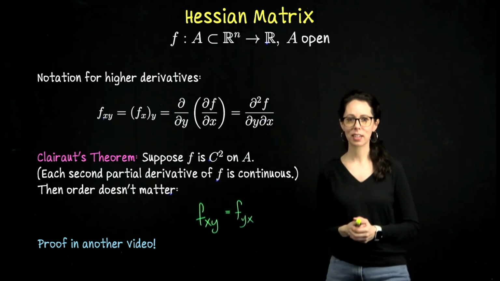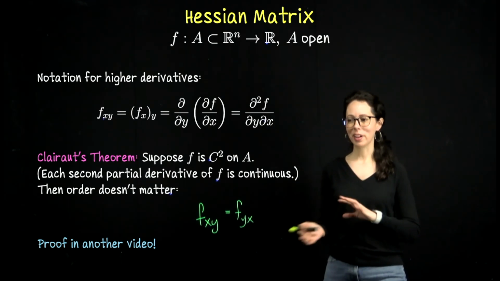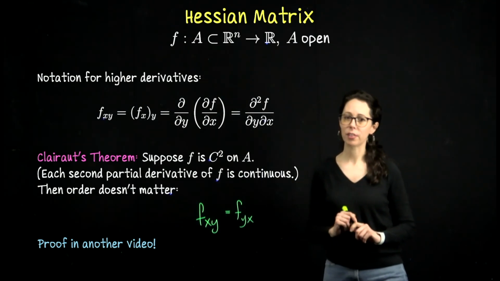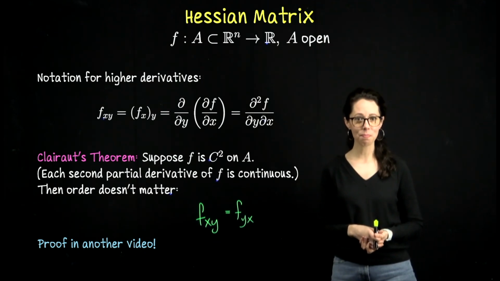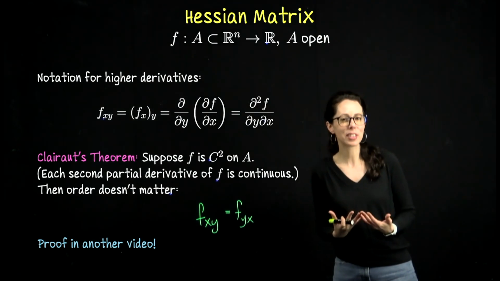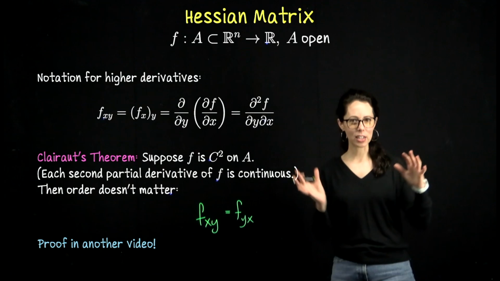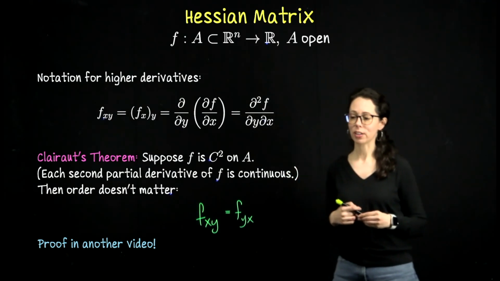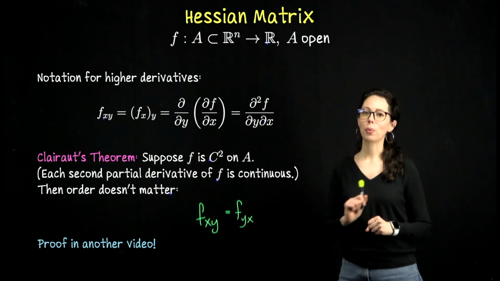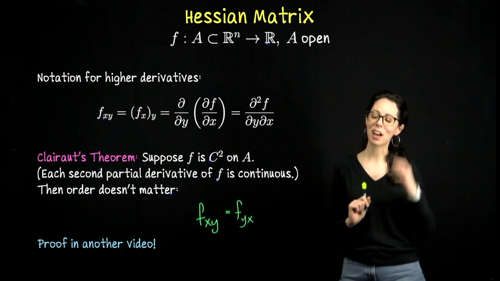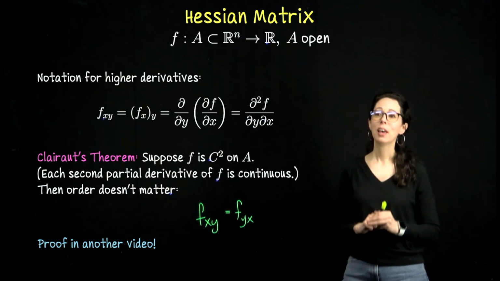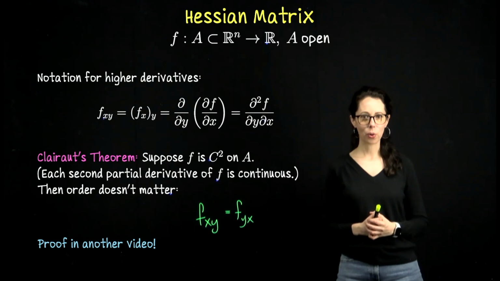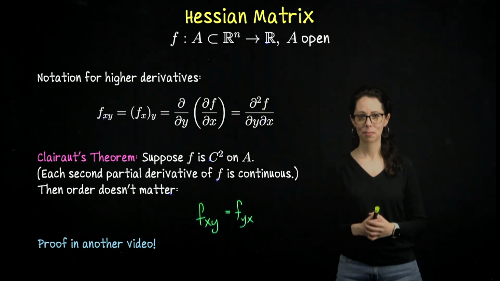I just want to state Clairaut's theorem here. I don't want to kind of change topics and start proving this, but if you're interested, I will have a different video where I just take you through the proof of Clairaut's theorem. It's, in my opinion, kind of an interesting proof geometrically. So if you sketch out what we're going to do in that proof, I think it's a nice geometric exercise. It's also a proof which is incorrect all over the internet, and I'll talk about that in that video. Okay, let me now set up what we will need in order to discuss the Hessian matrix.